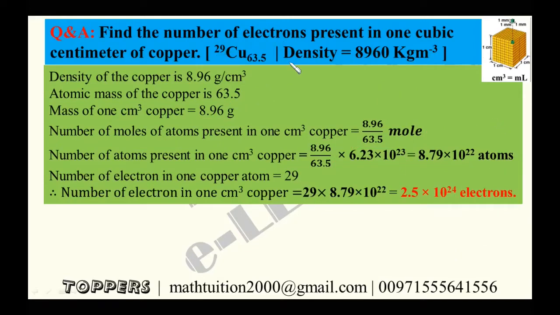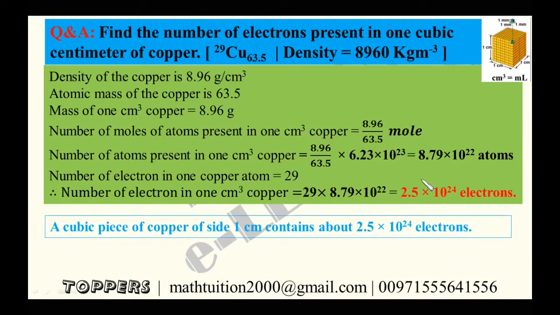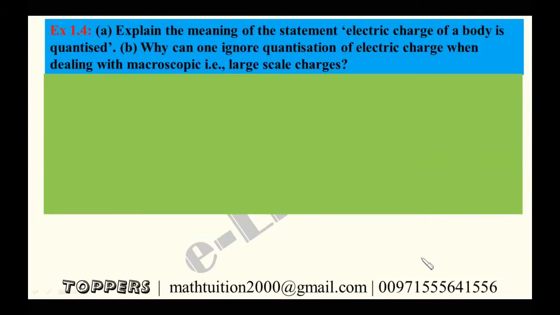So we got that answer. A cubic piece of copper of side 1 centimeter contains about 2.5 into 10 raised to 24 electrons. Just make the concept. That's a huge amount of electrons present in a 1 centimeter cube copper piece. Clear? Concept is clear? Okay. Now, next question.